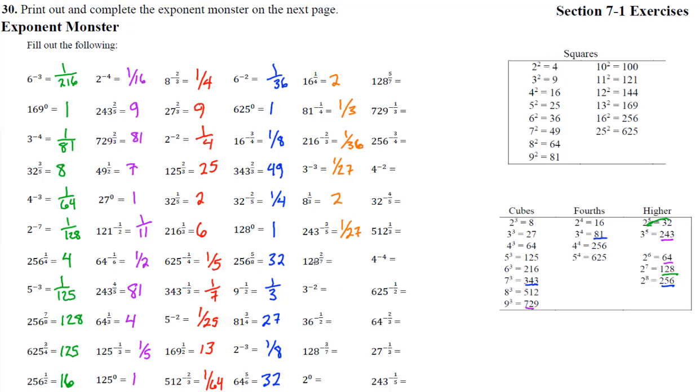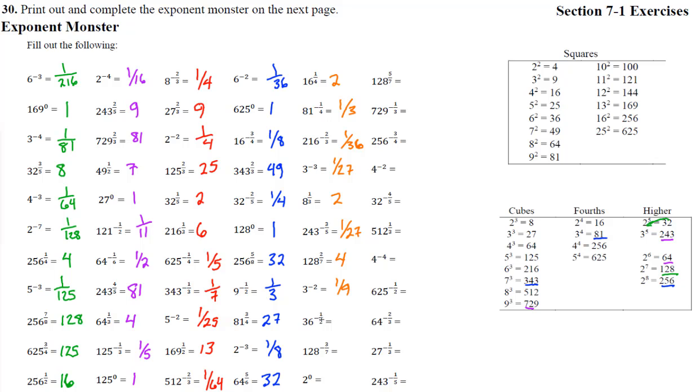128 to the 2/7 power. So we're going to 7th root 128. So we find it here, and we're going to 7th root it. It's 2. Squared is 4. 3 to the negative 2 power. So we take 3 squared is 9. Put it down on the bottom of a fraction.